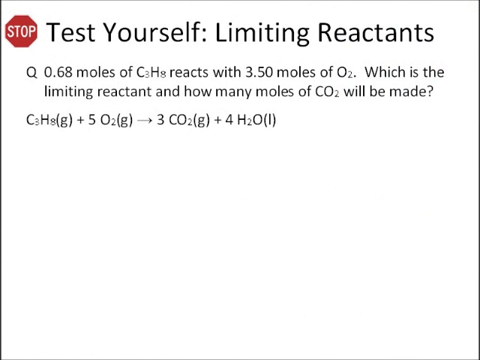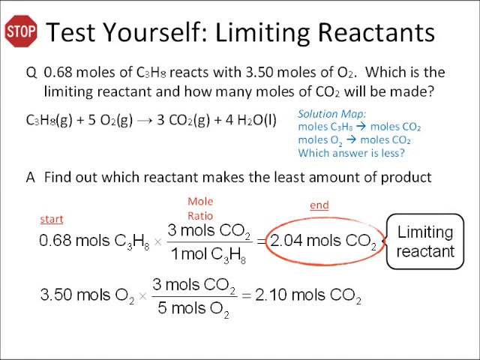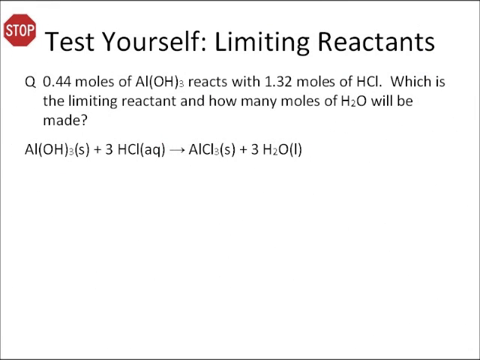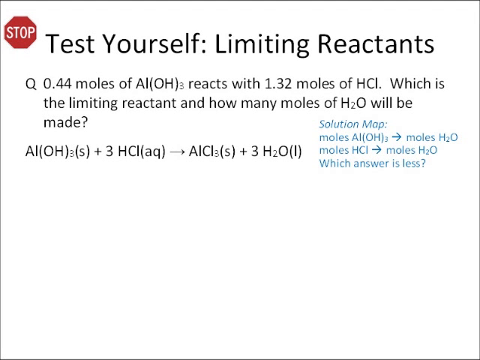In this combustion reaction, we have propane and oxygen giving us carbon dioxide and water. We're going to start with the amounts of propane and oxygen gas and look at how many moles of carbon dioxide can be made. In this example, we have aluminum hydroxide and hydrochloric acid, and the question is asking how many moles of water will be made.